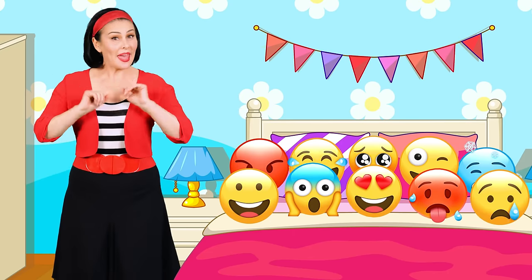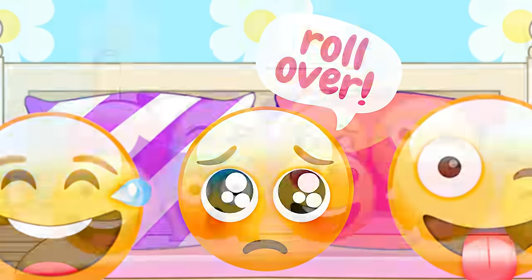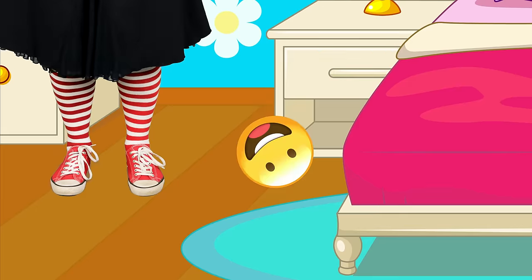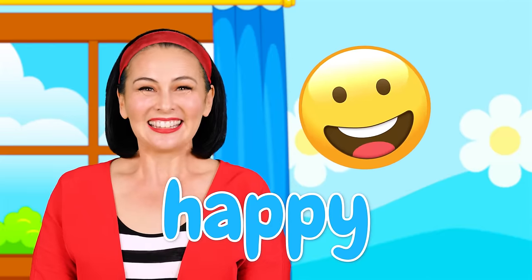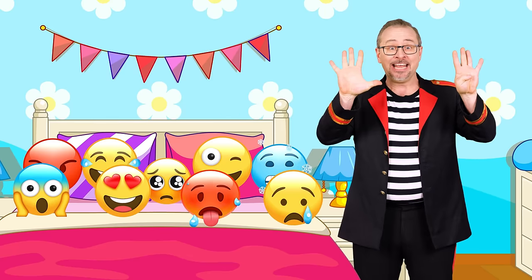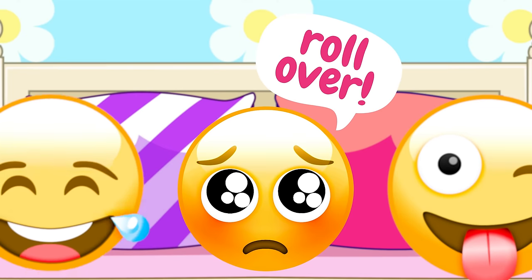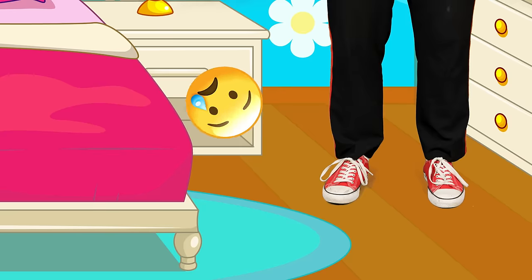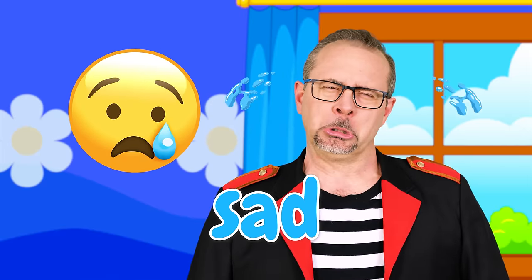There were 10 in the bed, and the little one said, roll over, roll over. So they all rolled over, and one fell out. 9. There were 9 in the bed, and the little one said, roll over, roll over. So they all rolled over, and one fell out.